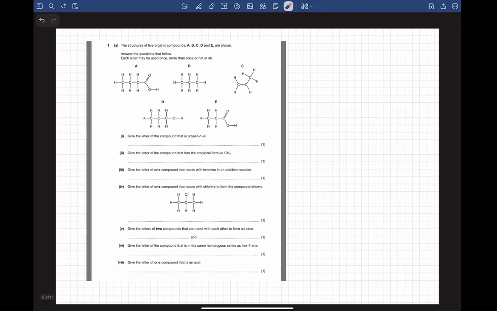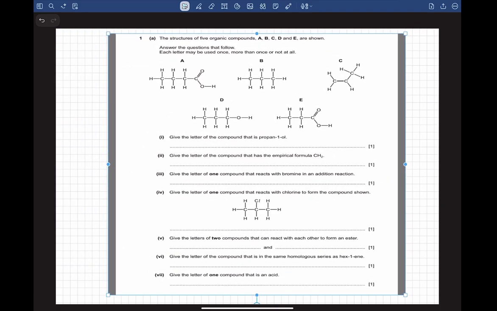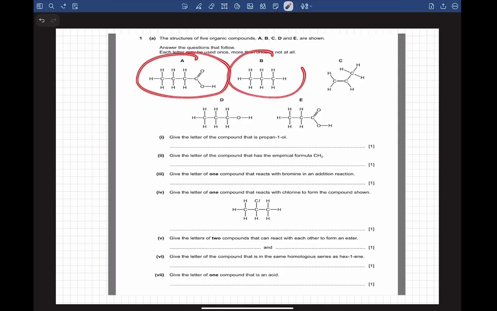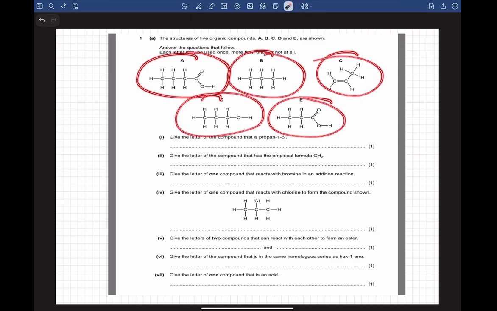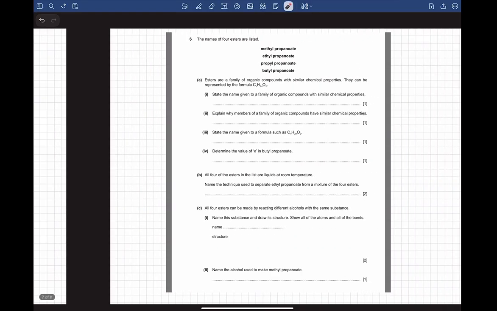Alright, now there is another question, and it's a question of different topics, but if you look at part 5, we can zoom in. I think this is good enough. So give the letters of the two compounds that can react with each other to form an ester. Give the letters of two compounds out of all of these which can react together to form an ester. And you know that it's going to be acid and alcohol, right? So this kind of question is generally asked.